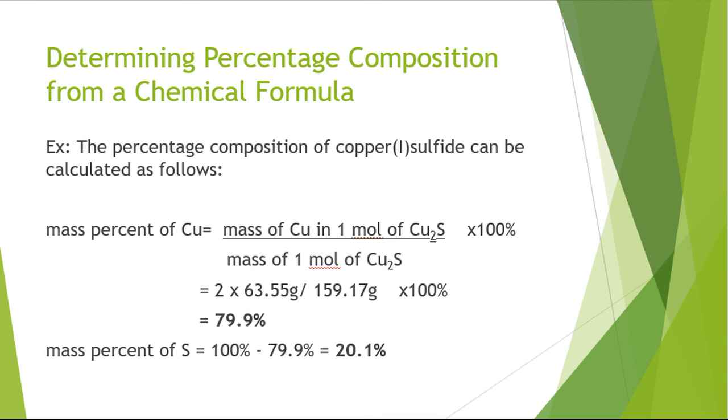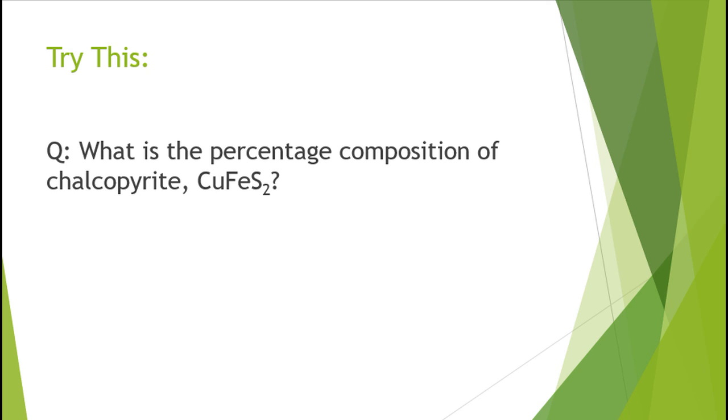If we're not given experimental mass data, we can still determine the percentage composition of a compound from its chemical formula. We did this before with mass percent, and essentially, because percentage composition is just finding the mass percent of each element in that compound, we can refer back to that same formula. Take a moment to try this last problem, which is asking for percentage composition.